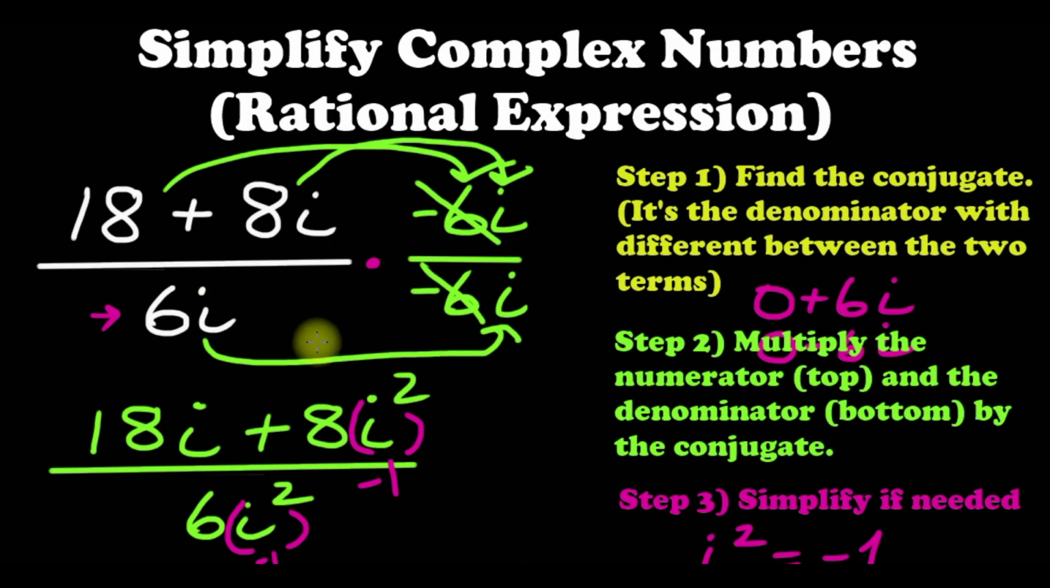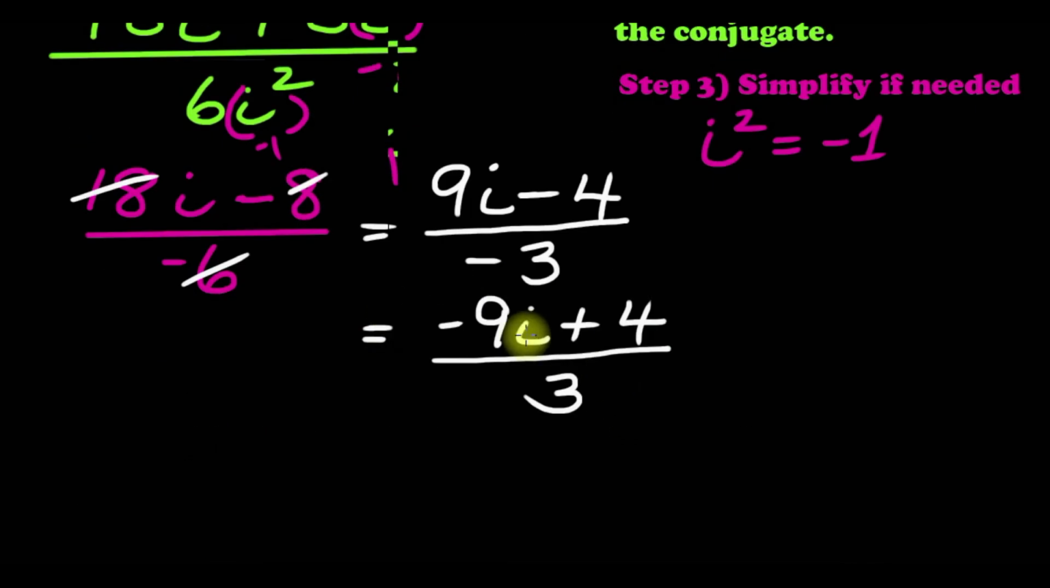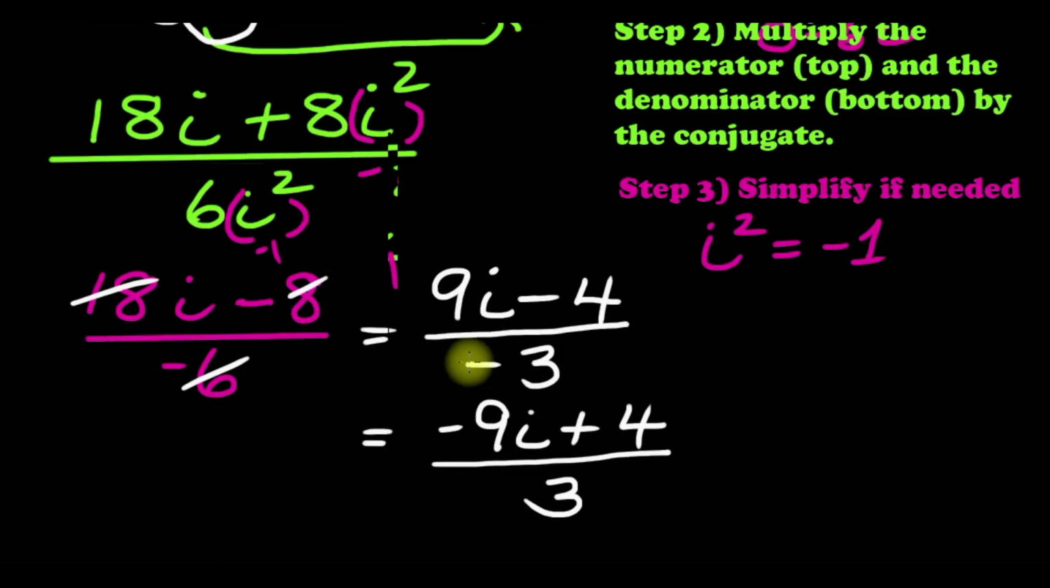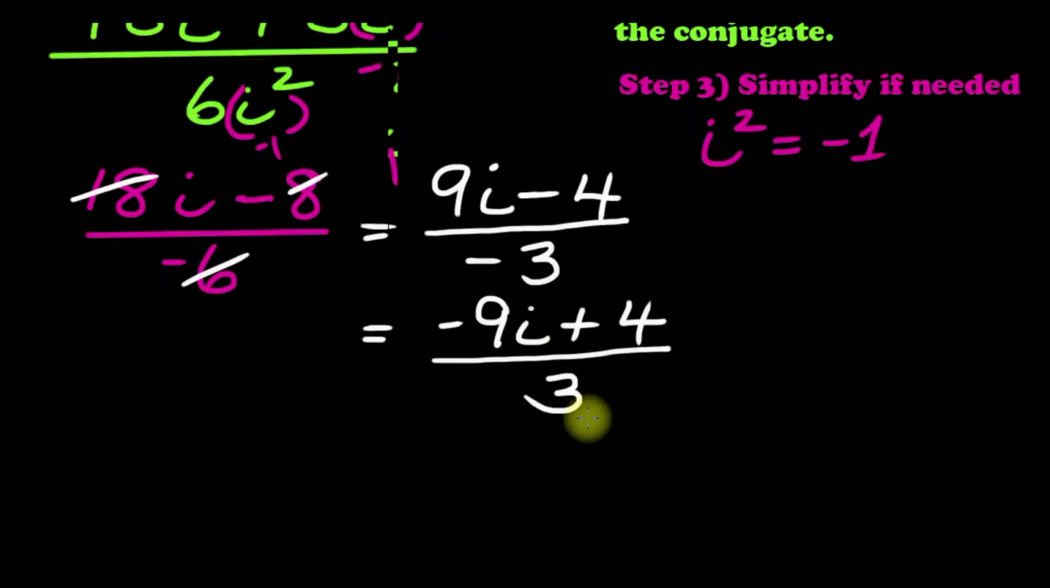So when you're simplifying complex numbers that are fractions, your goal is to get rid of the i in the denominator. All right, so you have an i here. So what we did is we eliminate the i by doing this. Eliminate the i at the bottom. Notice there's no more i at the bottom.